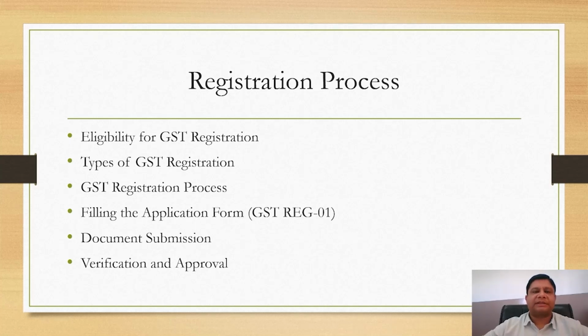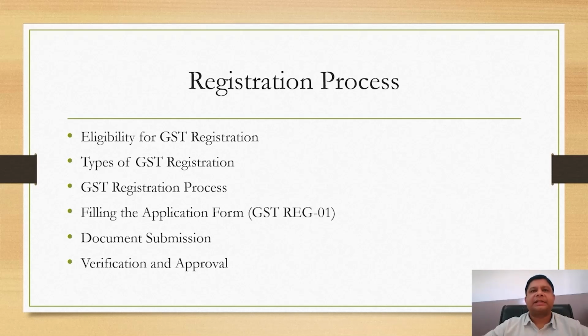Casual taxable person registration is for non-resident taxpayers who occasionally undertake transactions liable to GST in India. Non-resident taxable person registration is for non-resident individuals or entities making taxable supplies in India. So there are four categories for GST registration: regular GST, composition scheme registration, casual taxable person registration, and non-resident taxable person registration. Third point is the GST registration process.